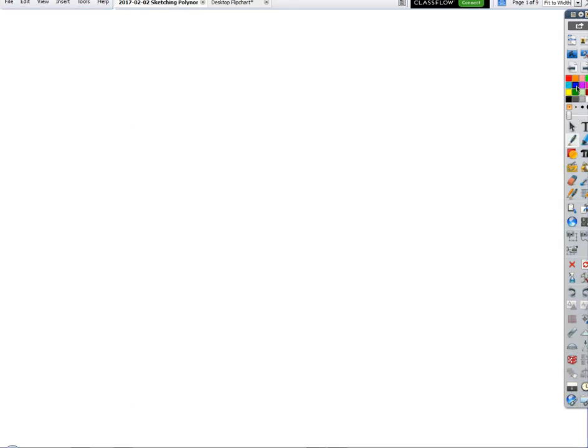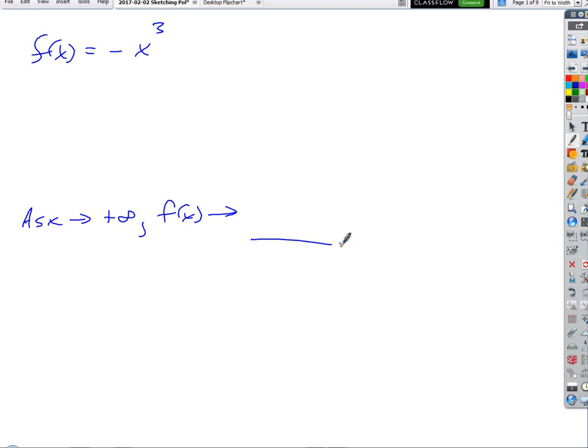So let's take something like f of x equals negative x cubed, and let's try to come up with the end behavior using a little different approach. So we're going to fill in these blanks. Can't remember if we started talking about this, but I know we didn't finish if we did. So how many factors are there here? How many things are being multiplied in our function? What do you think? How many?